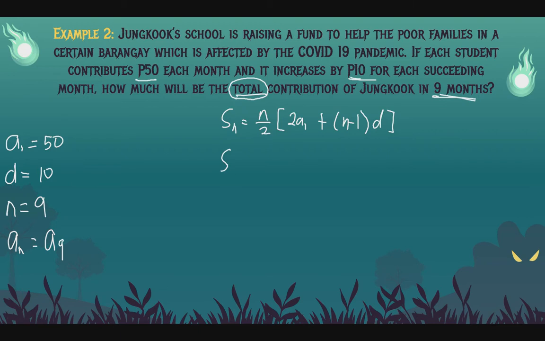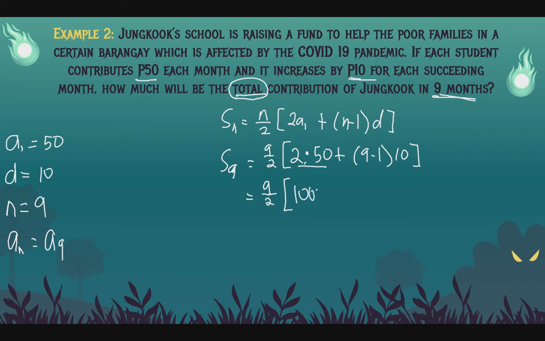So, S sub 9 is equal to 9 over 2 times quantity 2 times first term, which is 50, plus n natin is 9 minus 1 times the common difference, which is 10. So, 9 over 2, copy muna natin, times 2 times 50 is 100, plus 9 minus 1 is 8 times 10.